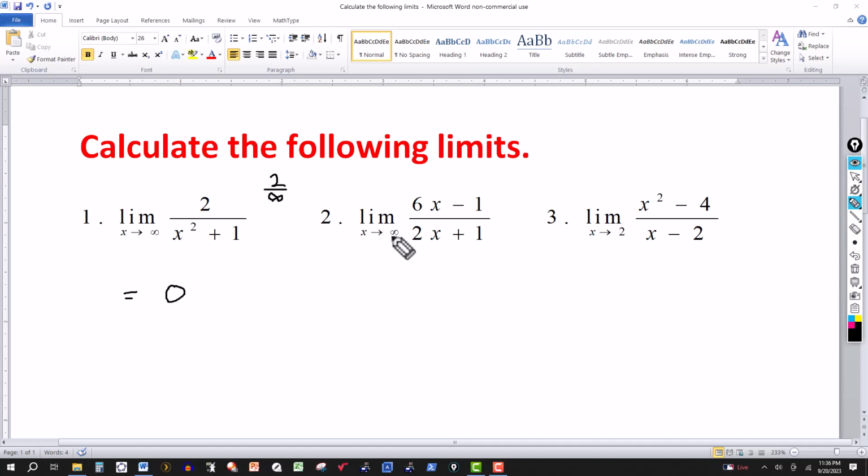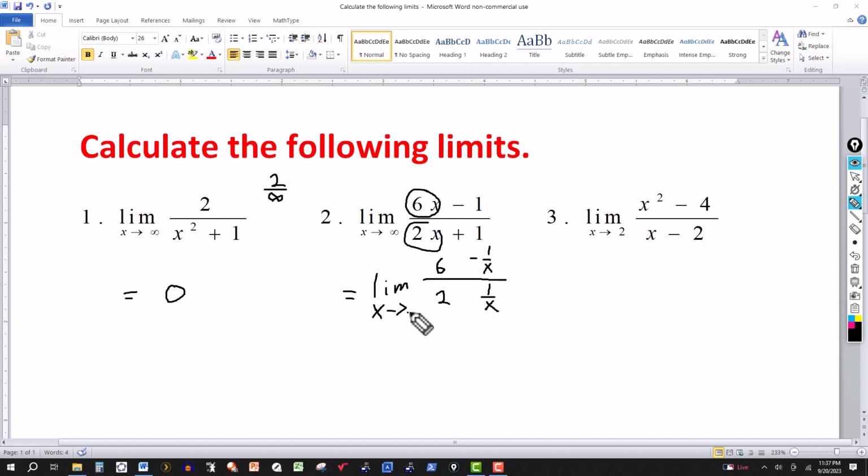Now in the next one, as x goes to infinity, we have 6x minus 1 over 2x plus 1. As x goes to infinity, this term goes to infinity and this term goes to infinity. So you pretty much have infinity over infinity. But just to get a better look at this, let's divide the numerator and denominator by x. So we get 6x over x, the x's divide out, we get 6, and minus 1 over x. In the denominator, we divide through by x. 2x divided by x, the x cancels, I get 2. Then 1 divided by x is 1 over x.